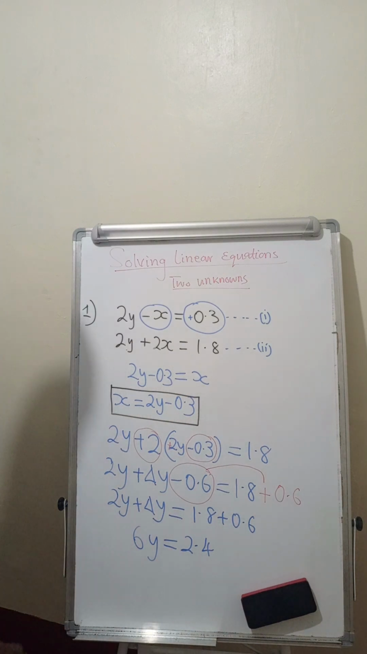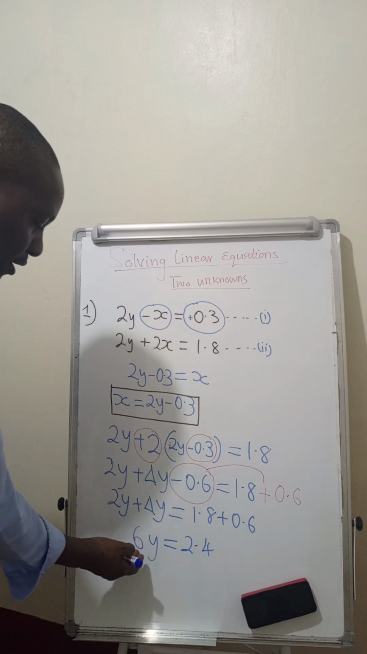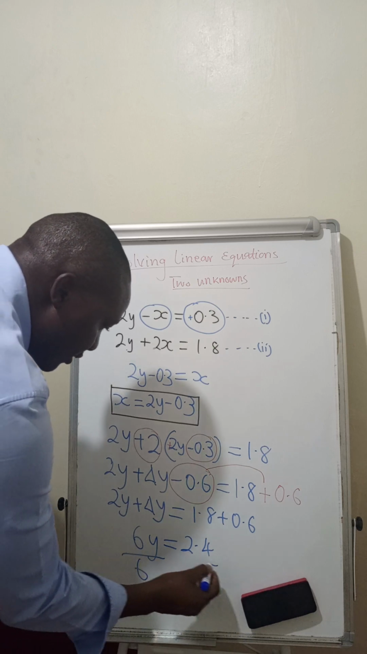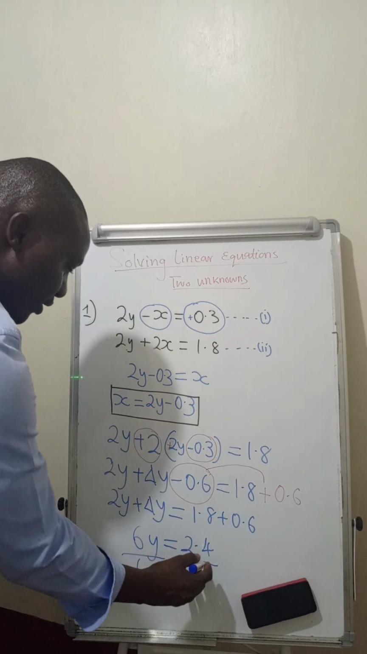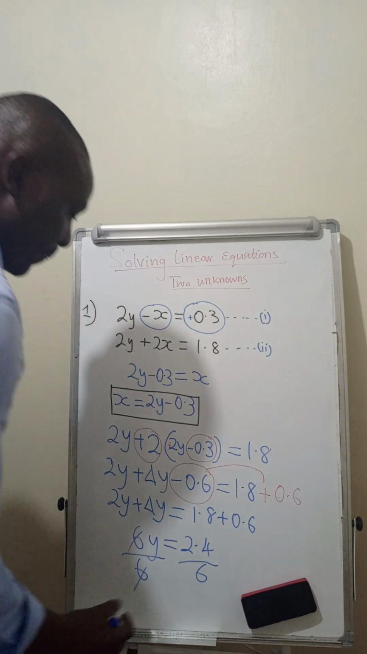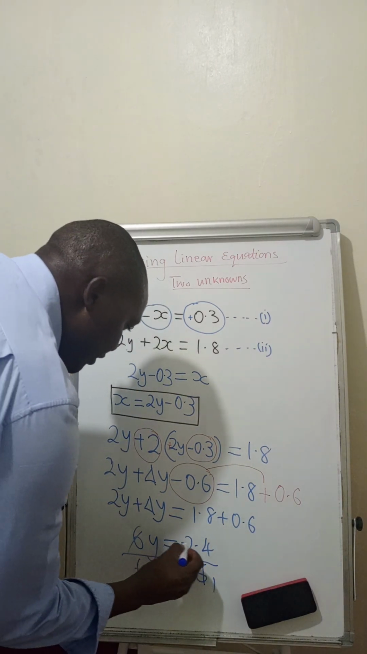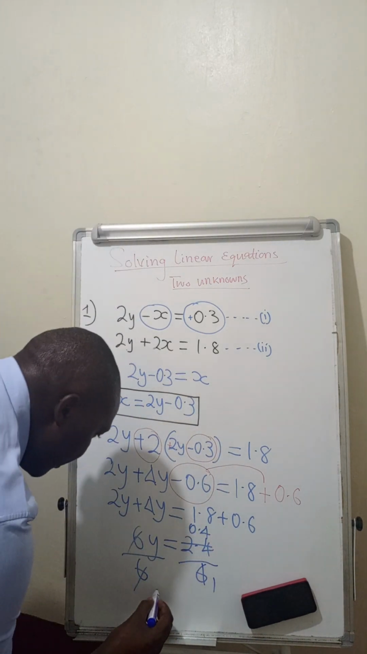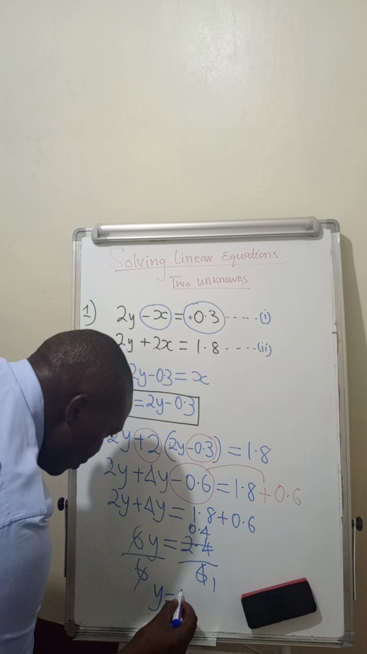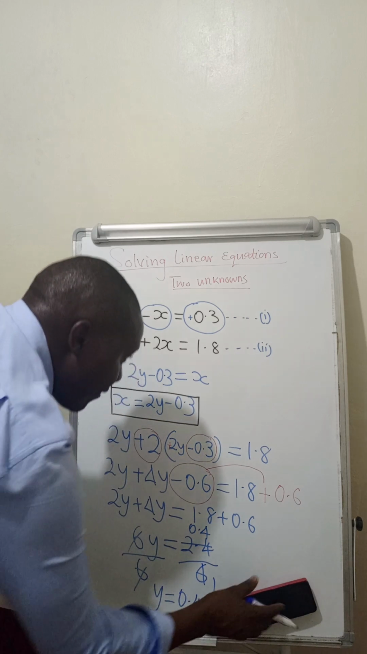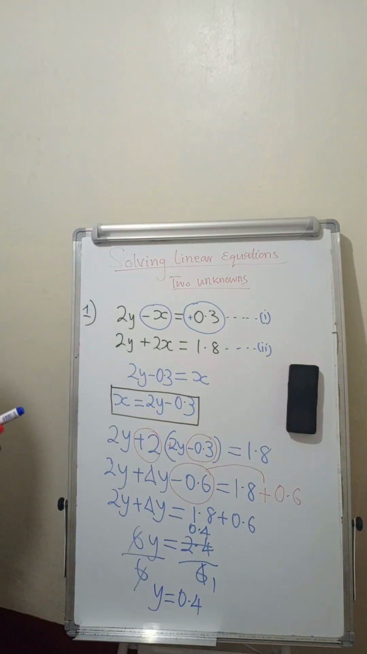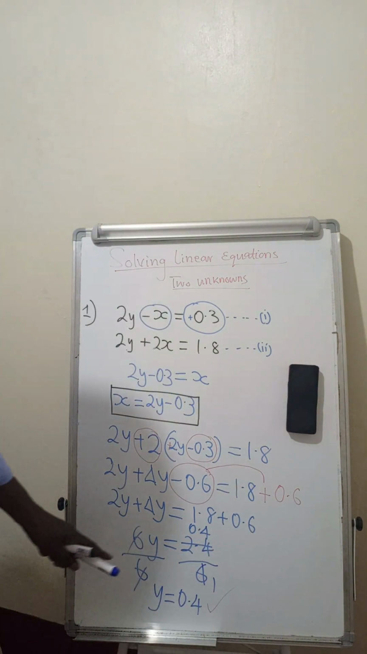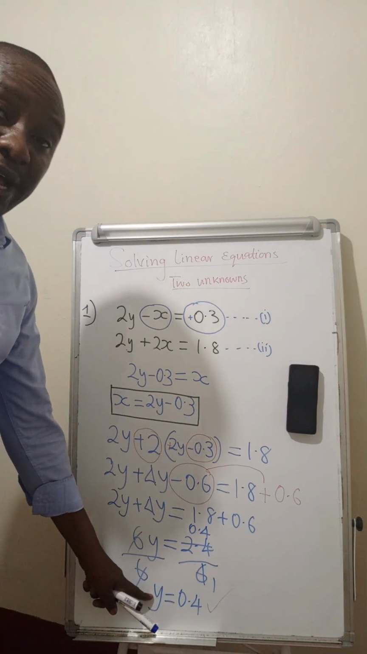Then what next? How do we get the value of y? Divide by the coefficient, which is 6. What you do this side, do it the other side. 6 cancels 6. 6 goes here once. 6 goes into 2.4 0.4 times. So our y is equal to 0.4. Very nice. And now we have got the value of one unknown, which is the value of y.